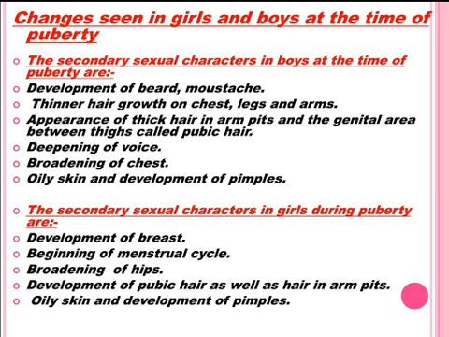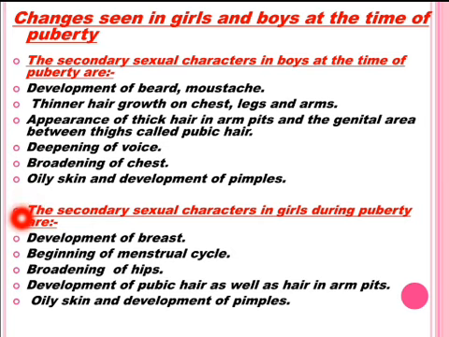Let us see what are the various changes that can be seen in girls and boys at the time of puberty. The secondary sexual characters that appear in boys at the time of puberty are development of beard and mustache, thinner hair growth on chest, legs and arms, appearance of thick hair in armpits and the genital area between thighs called pubic hair, deepening of voice, broadening of chest, oily skin and development of pimples.